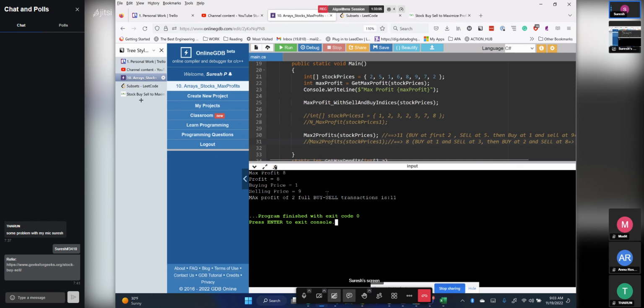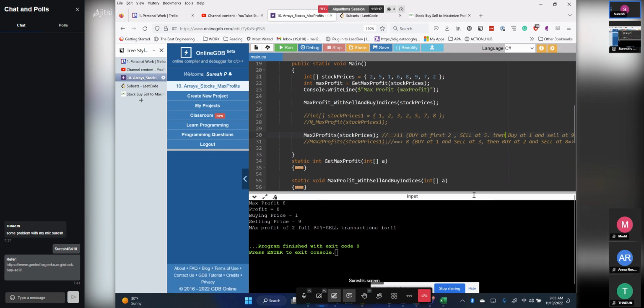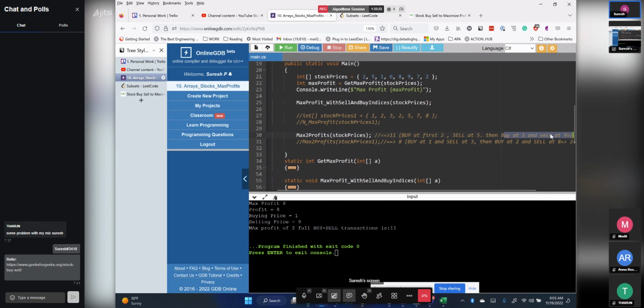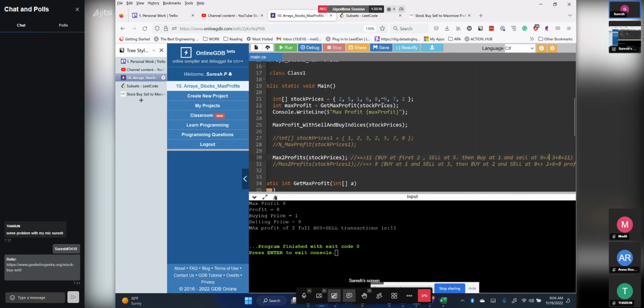Now max profit is basically max profit of two full buy sell transactions, which is 11. See, buy at 2 and sell at 5, right? Then buy at 1 and sell at 9. So you will get 8 plus 3, right? You will get total 11. That is the max profit you will get on these numbers.